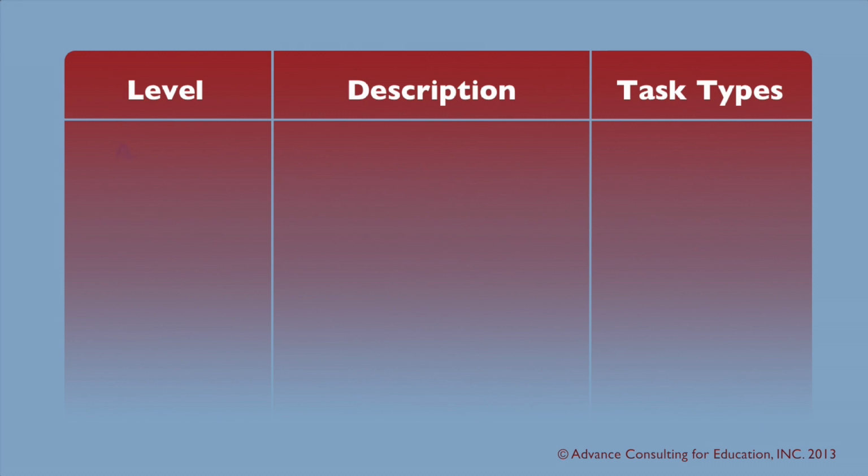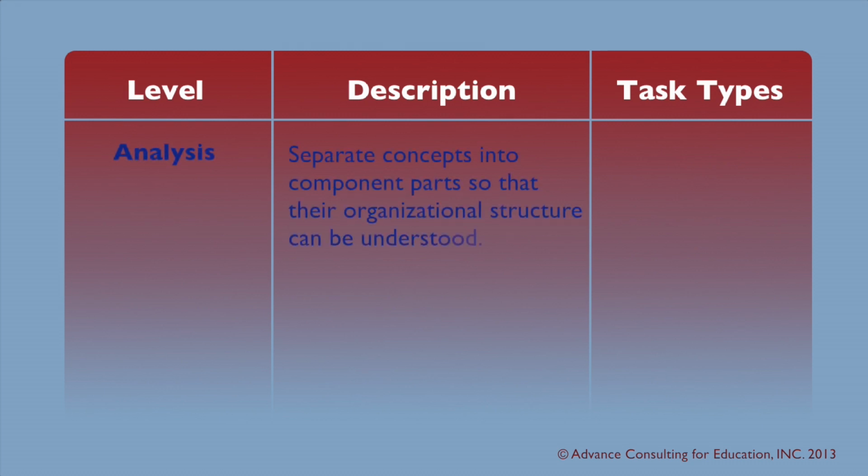The next level is analysis. At this level, students separate concepts into their component parts so that they can understand the organizational structure. Task types at this level include analyze, categorize, relate, and differentiate.